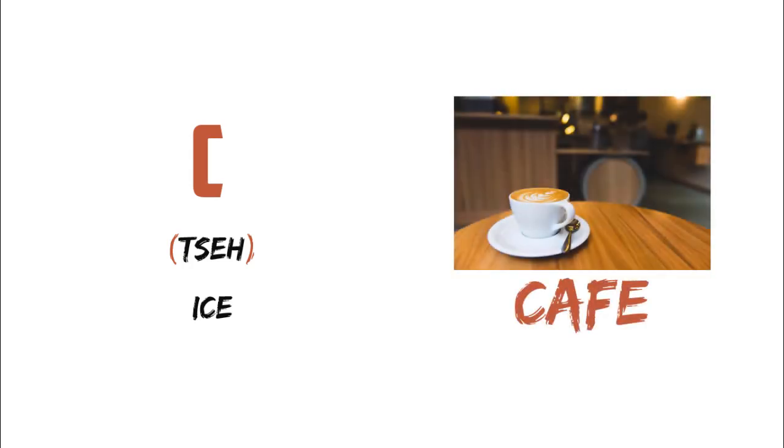Our next letter is C. It is pronounced like the C in the word cheese. And at the beginning of any word in German, C is pronounced like the letter K. The word for C is Café, which means coffee shop.